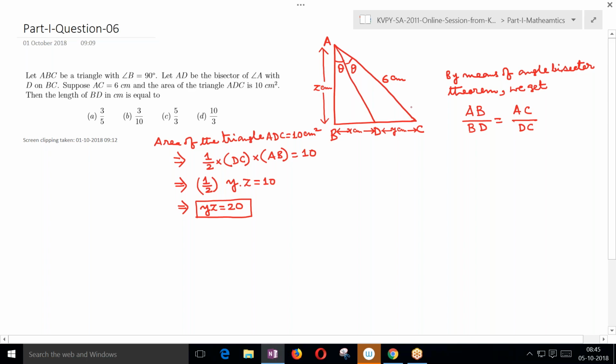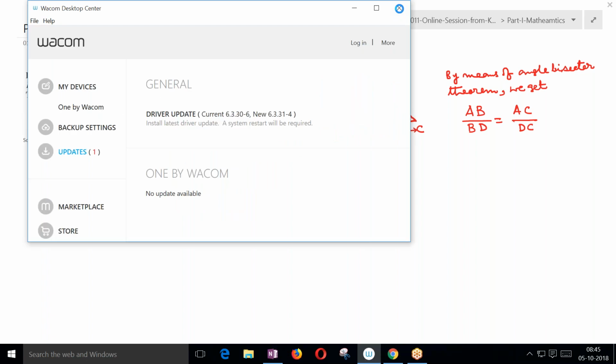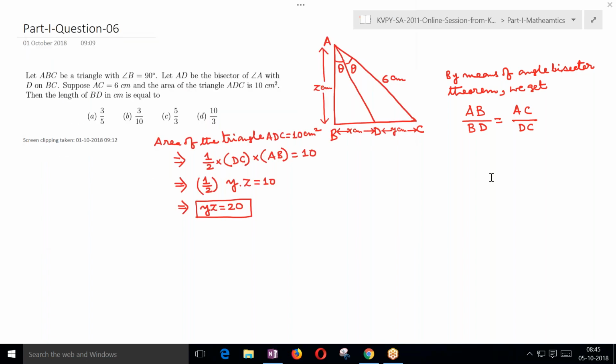Okay, now keeping this in mind, what is the value of AB? The value of AB is Z. So Z divided by BD, that is X, is equal to AC, which is 6, divided by DC, and DC is Y. So from there we get the value of 6X is equal to Y into Z.